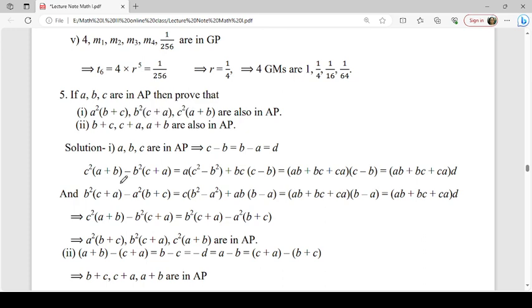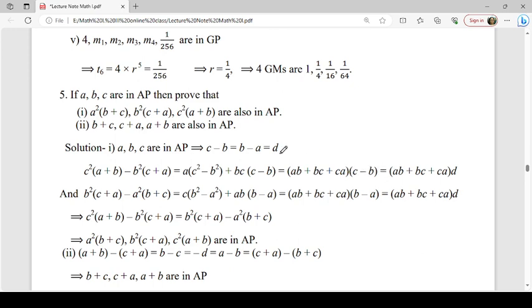So B square into (C plus A) minus A square into (B plus C), and C square into (A plus B) minus B square into (C plus A). So we are computing this. Take A common, we get C square minus B square. Then BC is taken common, it is C minus B. Then C square minus B square is (C minus B) into (C plus B). So C minus B is taken common, then it is AB plus BC plus CA.